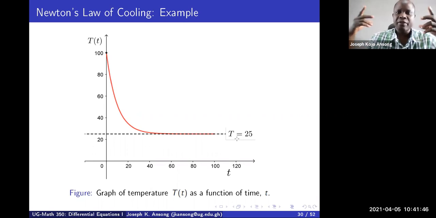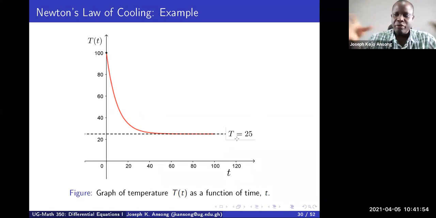You are in a room of temperature 25. You have something that is hot. Of course, because it's hotter than the environment, it begins to release heat. And so the temperature will cool, but it cannot cool below the room temperature. It can't cool below the environment. So after a long time, it will cool to a temperature which is equal to the room temperature.